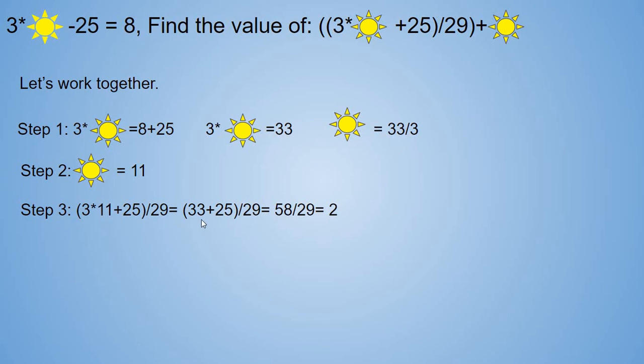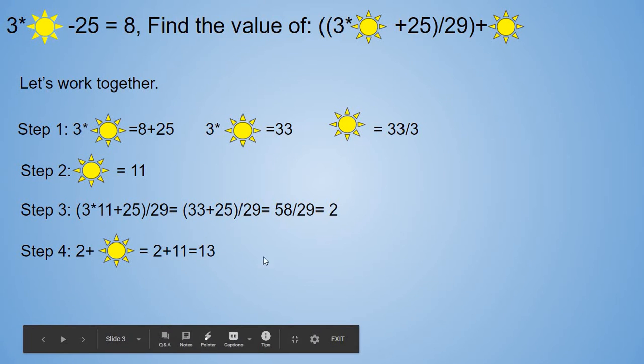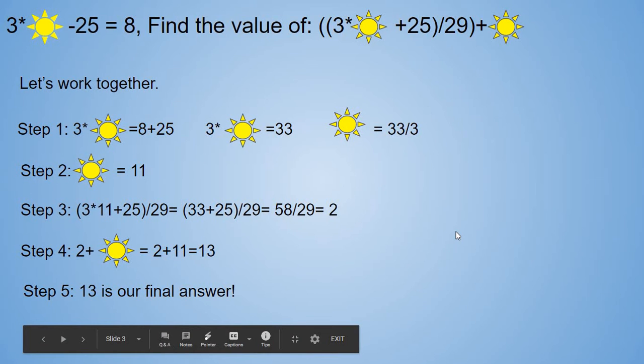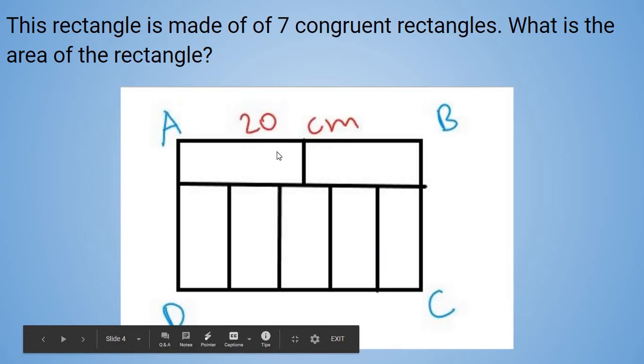Divided by 29 equals 33 plus 25 divided by 29. And that's 58 divided by 29, which is 2. Don't forget, we still have to add sun to it. So 2 plus sun is also 2 plus 11, which is 13. And guess what? We're done. 13 is our final answer. Woo! We did it. In a simple way, not a complicated way.